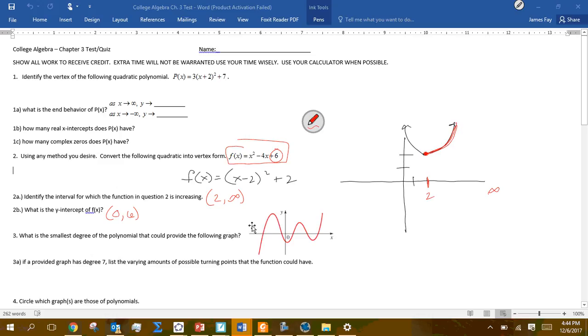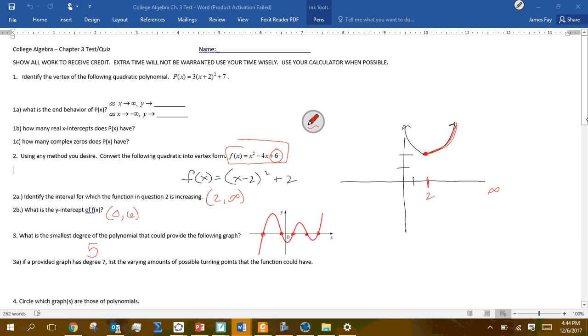So, smallest degree of the polynomial, there are a couple different ways you could do this. You could see that 1, 2, 3, 4, 5 zeros. Okay, so if it has 5 zeros, then we know the number of zeros gives me the number of factors, and the number of factors tells me the leading degree of the polynomial.